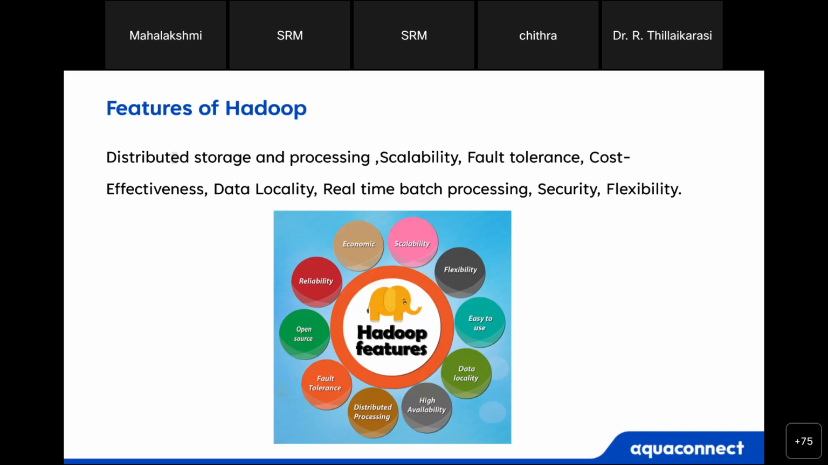So data locality means if any of the nodes is failing, it suggests the nearest node, since it minimizes data movement and improves the overall performance. I will explain this in detail in the HDFS architecture. Then you all will get a clear overview of it.